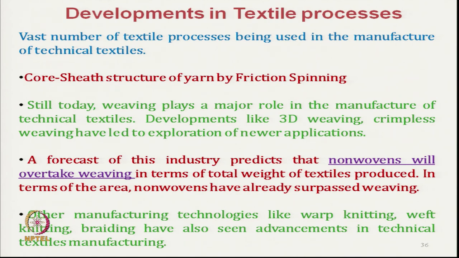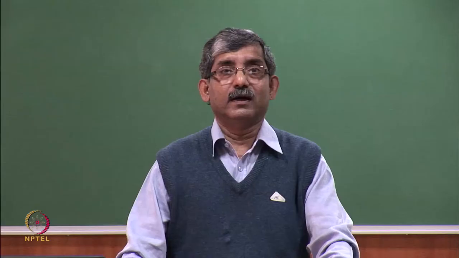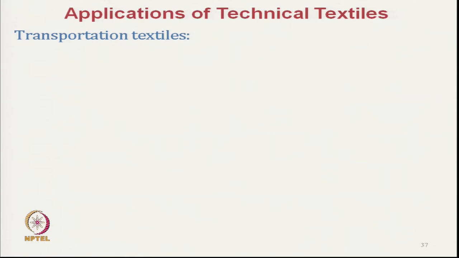Braiding is also one area which is used for technical textile manufacturing. Now, I will discuss the applications of technical textiles. The areas of applications are the transportation textiles.